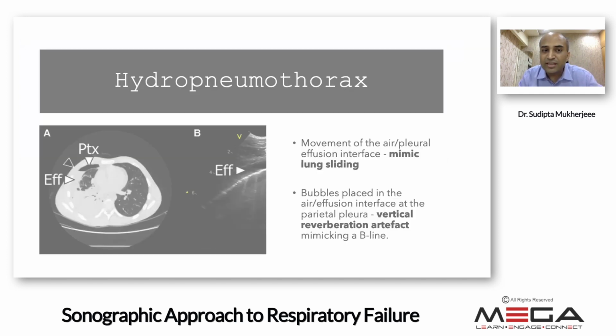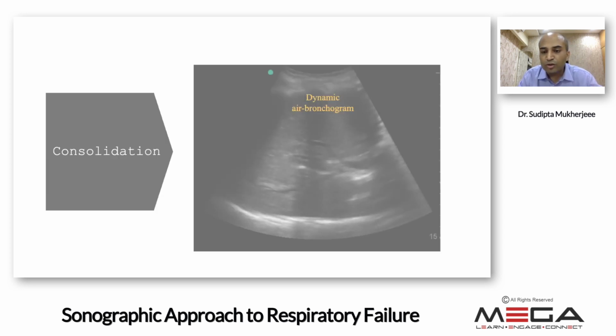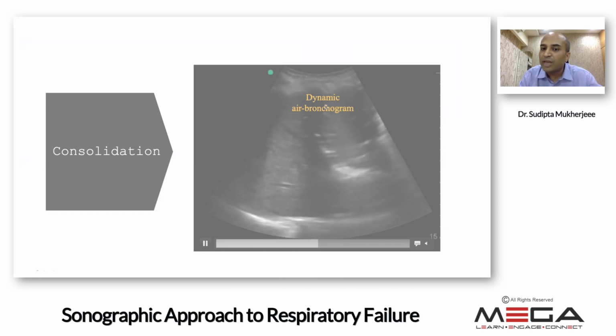But there will be a challenge if there is a hydropneumothorax. Because of the movement of the air at the air-pleural interface, it may mimic lung sliding, like here. And the bubbles placed in the air-fluid tissue interface at the parietal pleura may create some vertical reverberation artifact like this, mimicking B lines, so we need to differentiate in case of hydropneumothorax.